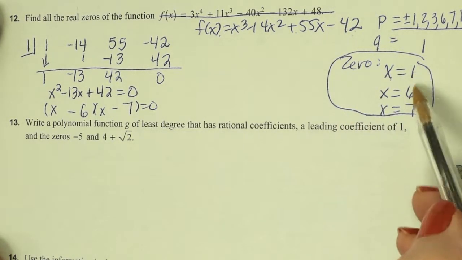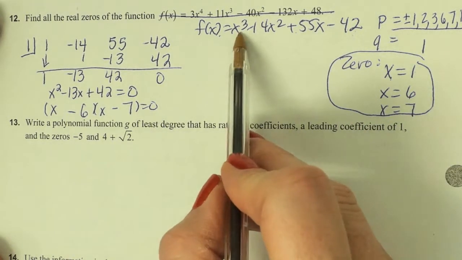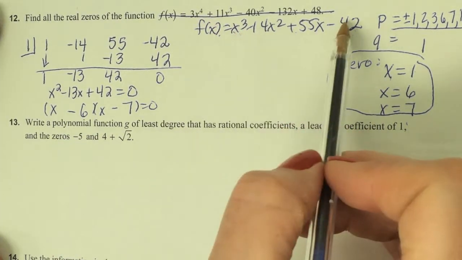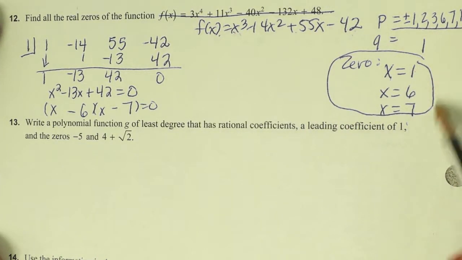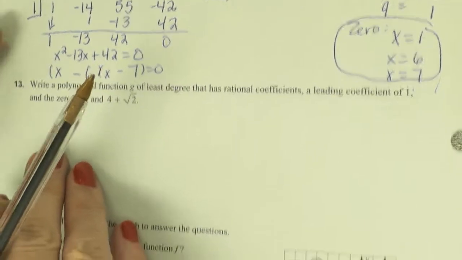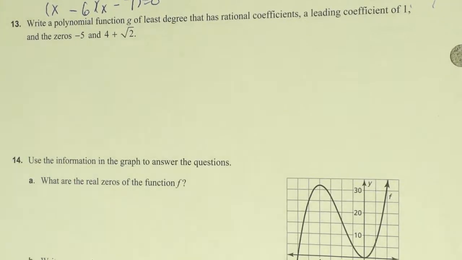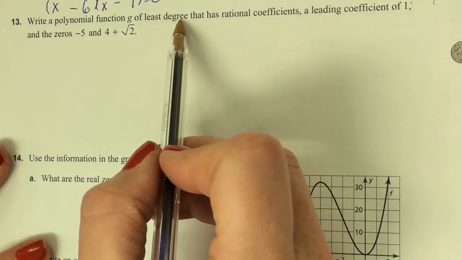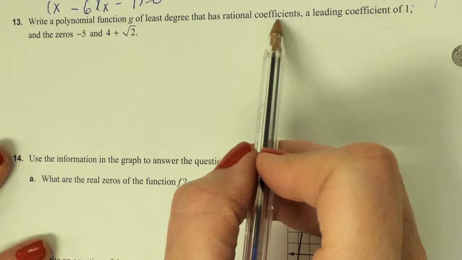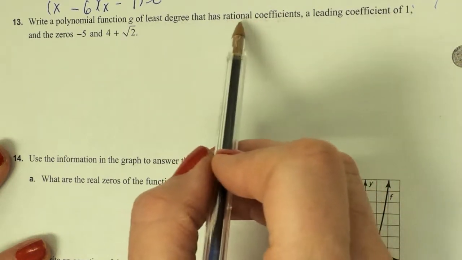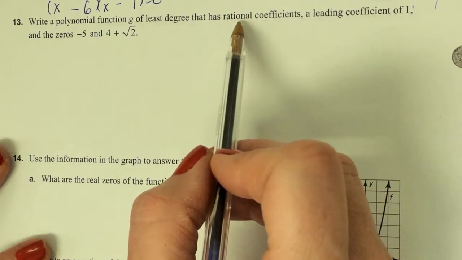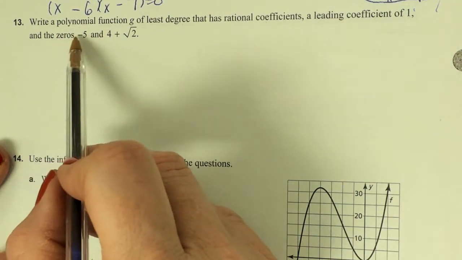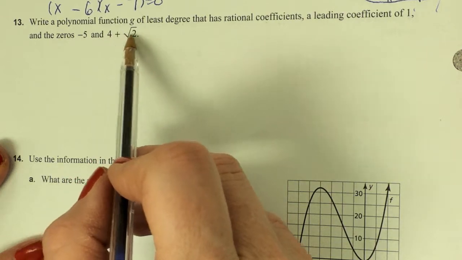And then I check. I got 3 solutions. That's what I'm supposed to have. So that is probably correct. We could put this into y equals, check the table, and we could see those are indeed the solutions. Okay, a little bit more challenging now. Write a polynomial function g of least degree that has rational coefficients, that just means fractional or real numbers, integer numbers rather, a leading coefficient of 1, and has zeros of -5 and 4 plus radical 2.